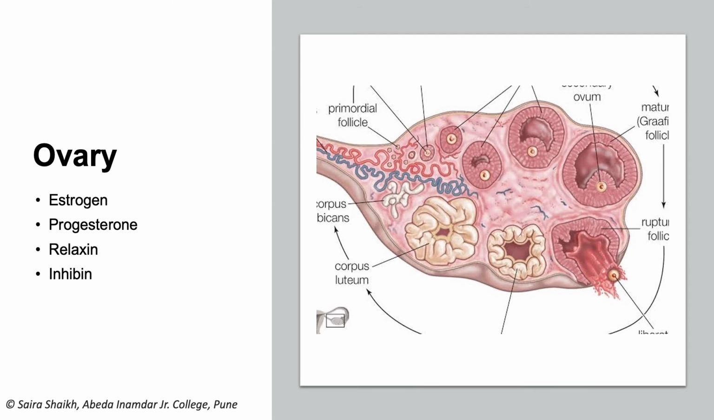Last hormone is inhibin. Inhibin is secreted by, again, the corpus luteum. It inhibits the secretion of FSH, and it also inhibits the secretion of growth hormone releasing factor, gonadotrophin releasing factor, and that's why it is termed as inhibin.